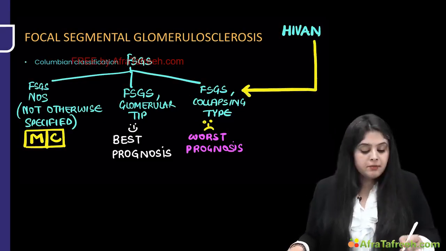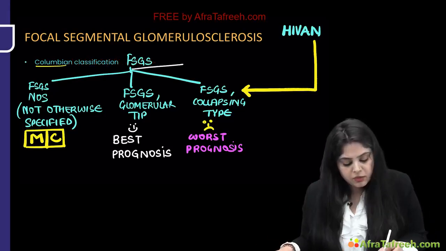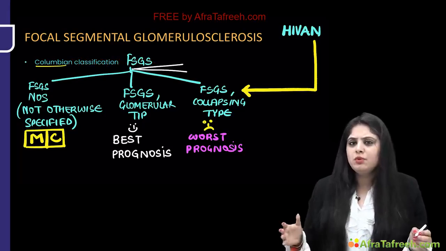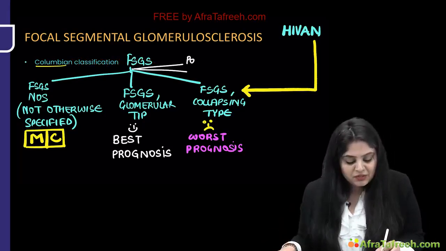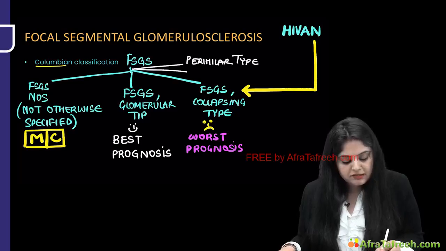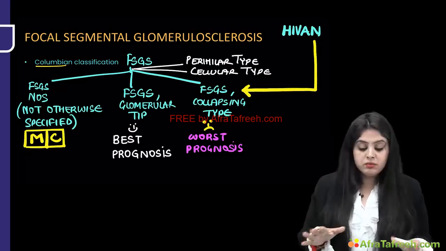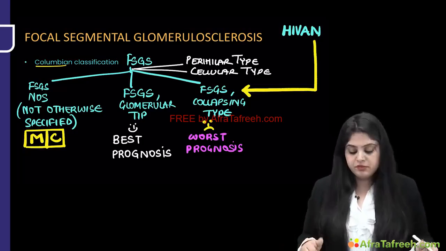Okay, like I told you, Columbian classification says there are 5 types. So there are 2 tiny little ones which I'm going to write over here. You want to learn them, don't want to learn them, your wish. There is also something known as a perihilar type. And then there is something called a cellular type. So these are 2 additional things that you have to know. If you can work around it, you learn it, very good. But the first 3, the main ones, are the most important.